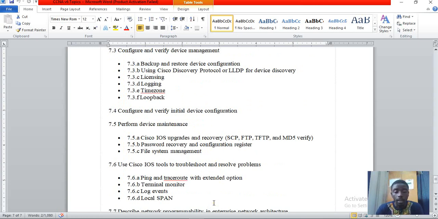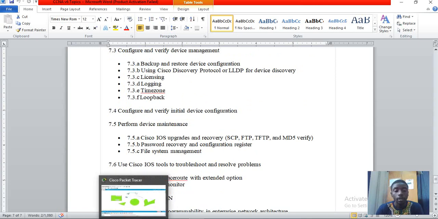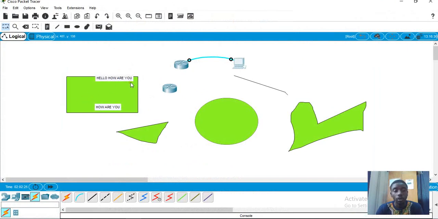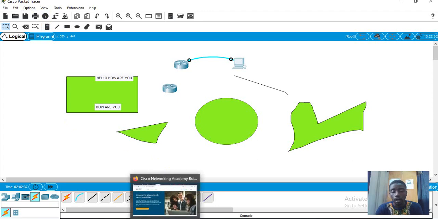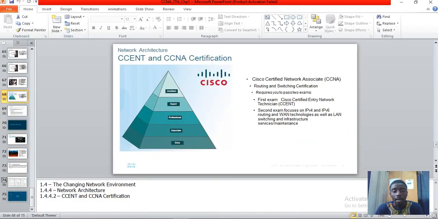Basically, I will also take you through this simulation tool, the Packet Tracer, and that will come later. I will make a video where I describe this Packet Tracer and explain it to you guys, so you can know how to use it. That will come in our subsequent videos. So that's it. Like I said, that is your CCNA Routing and Switching certification.